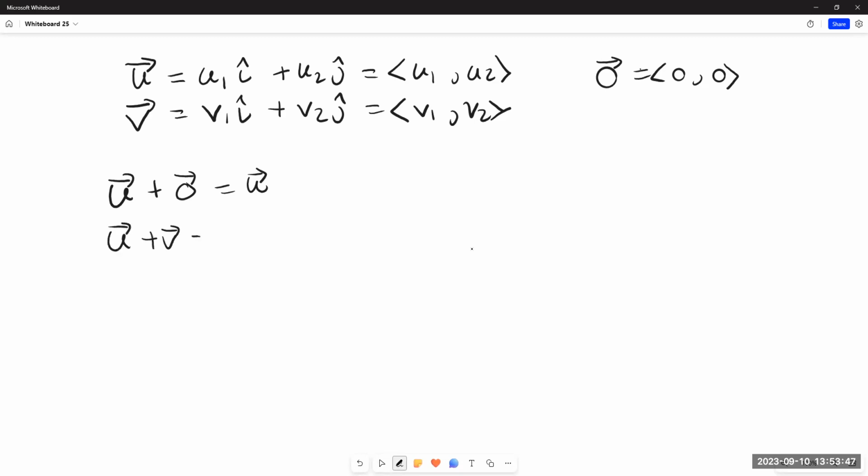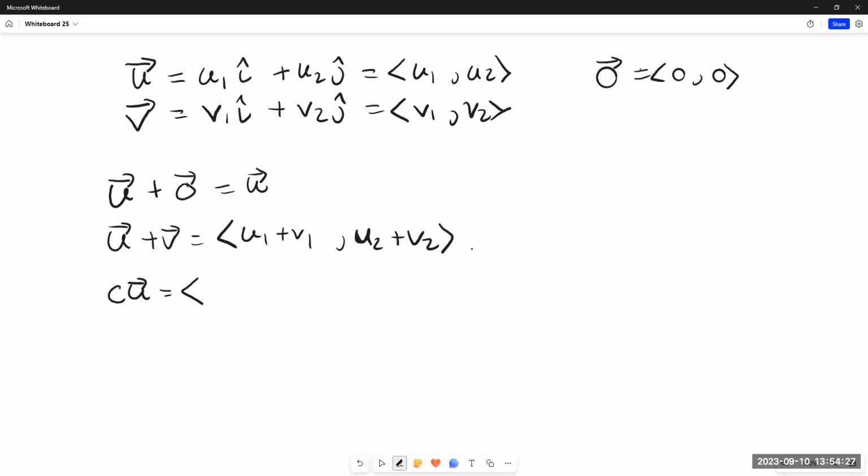Let's talk about vector addition now. u plus v is equal to, in component form, u1 plus v1, u2 plus v2. So we just add the like components. As you might expect, if I subtract, take a -1 times a vector, we can have scalar multiplication. Let's just talk about scalar multiplication in general here.